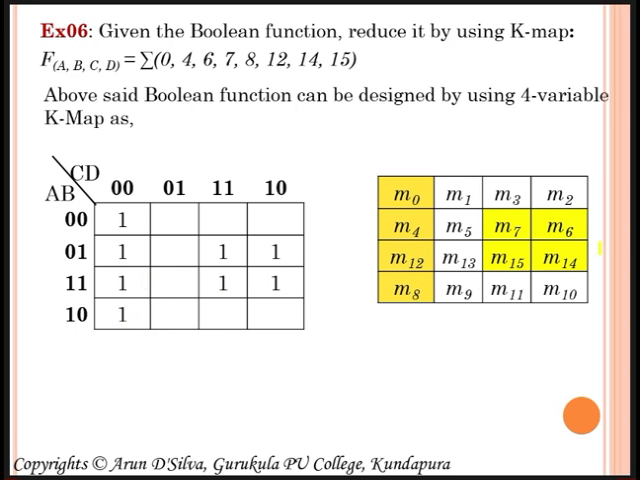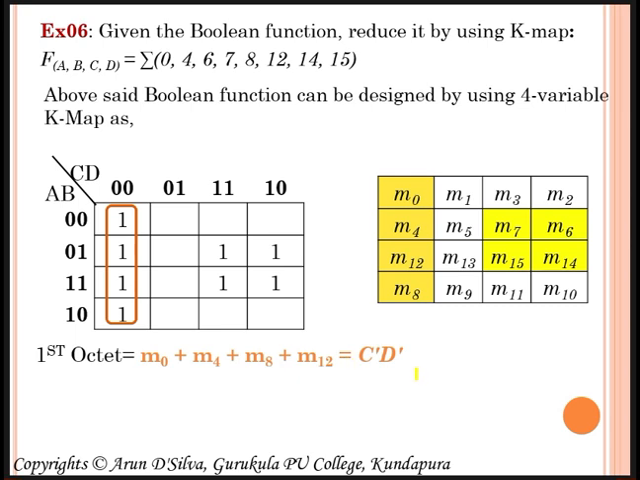Now let me identify here octet. Octet anyway is not there. So we have to identify quad. The first quad I am identifying is this one. Now this quad is in a rectangular shape which belongs to first column, and it consists of M0, M4, M8, M12 mean terms.